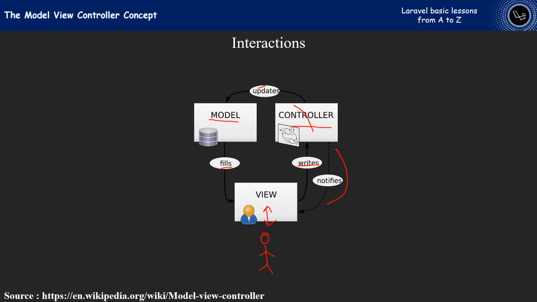This is why you can see here notifies. The controller notifies the user who is using the view. You can see, for example, if you create an account after filling different inputs and you click on the validation button, you're going to get, for example, a notification that the account has been created successfully. And this is what I can talk about regarding the model view controller concept. Very simple and very clear.